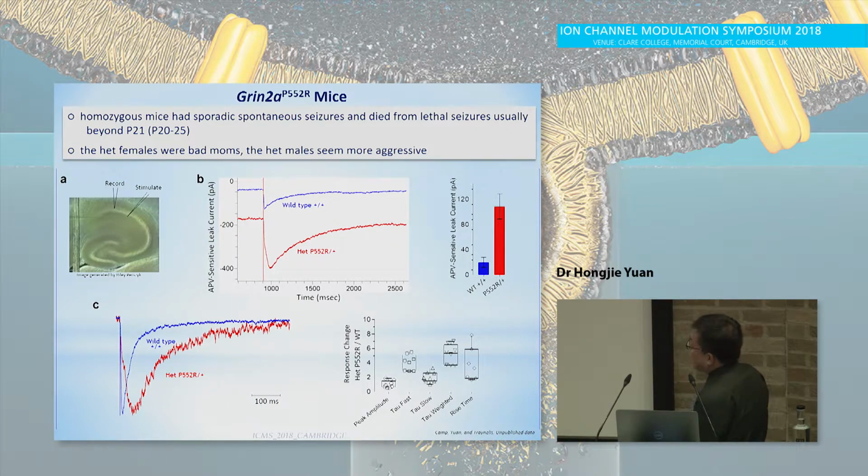If we compare to the wild type, we can see the heterozygous neurons have 5 times slower deactivation decay time course and 4 times slower rise time. This data is pretty much preliminary.